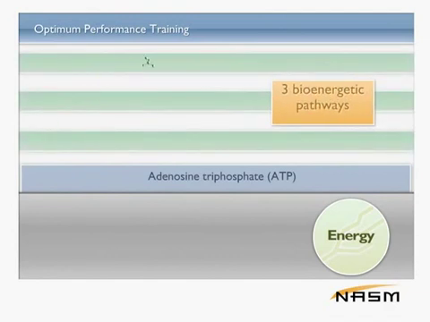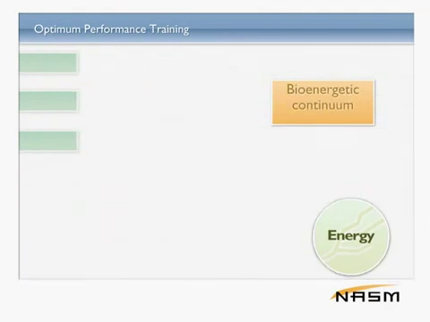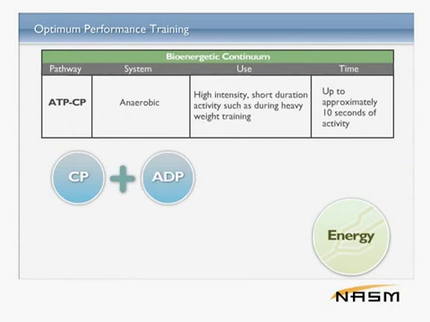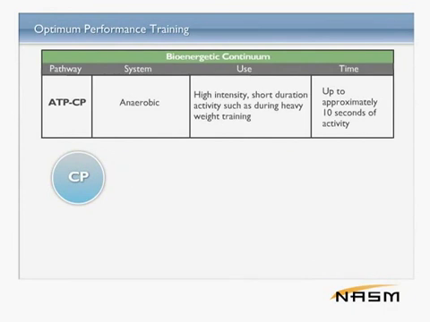There are three main bioenergetic pathways that produce ATP and are known as the bioenergetic continuum. Starting with the ATP-CP system. In this system, creatine phosphate, or CP, donates a phosphate group to adenosine diphosphate, or ADP, to create ATP. The ATP-CP system provides energy for primarily high-intensity, short-duration bouts of exercise or anaerobic activity.